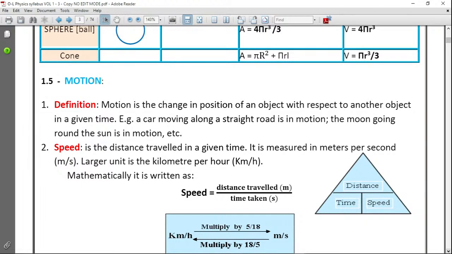Motion is defined as the change in position of an object with respect to another object in a given time. For example, a car moving along a straight road is in motion. The moon going around the sun is in motion.